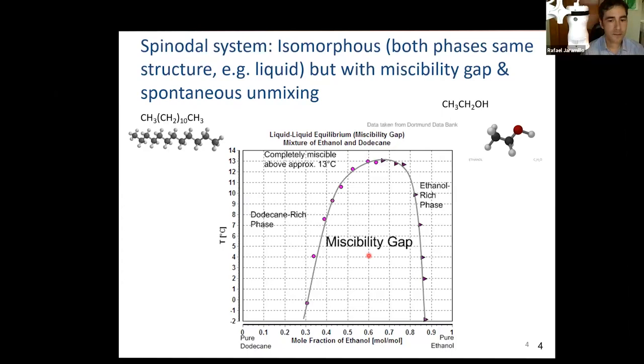Part of this is stuff that you're working on in this PSET, which is due in 4 days. So I'm sort of putting the class on the spot, but you imagine a tie line drawn to connect the edges of the two-phase region. So what you have is an ethanol-rich phase with 85% ethanol and a dodecane-rich phase with whatever this is, 33% dodecane. And those are the two phases that you'll find coexisting at equilibrium.